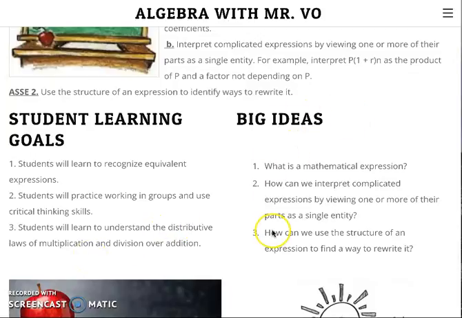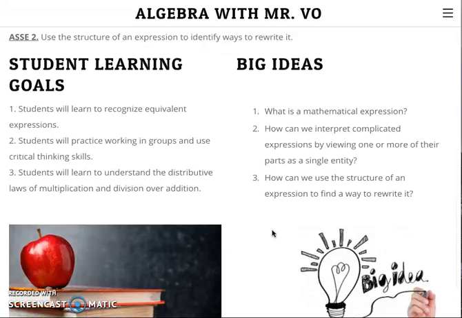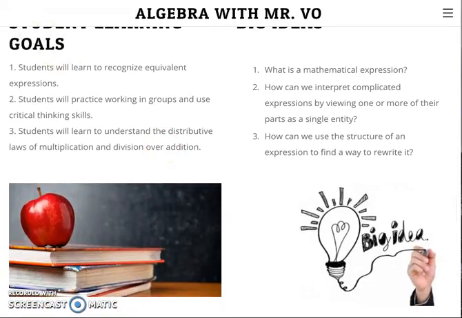Here are some big ideas. What is a mathematical expression? How can we interpret complicated expressions by viewing one or more of their parts as a single entity? Meaning, how can we simplify this even more? Third, how can we use the structure of an expression to find a way to rewrite it?